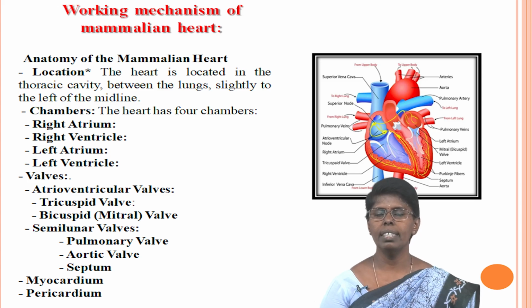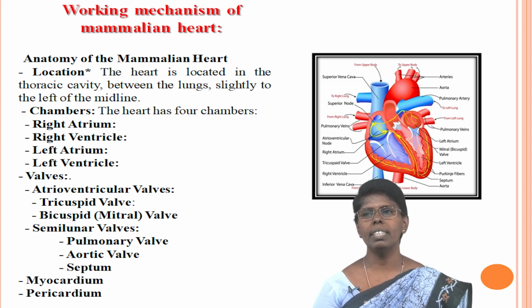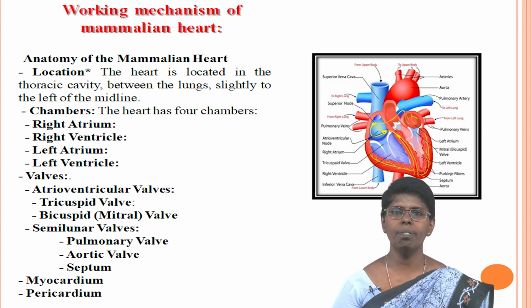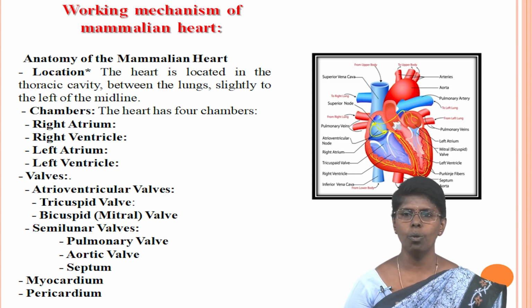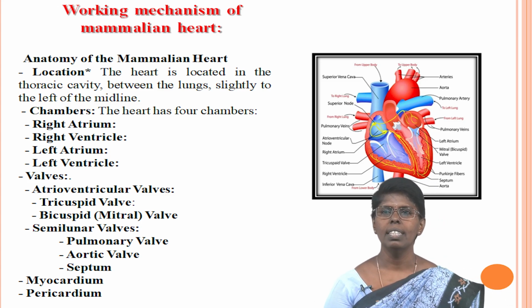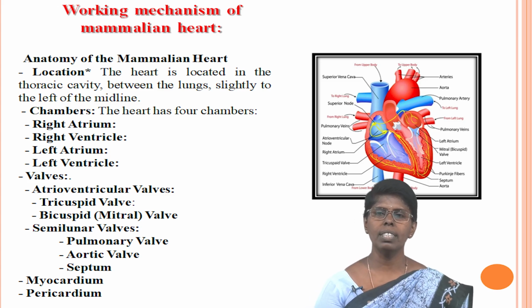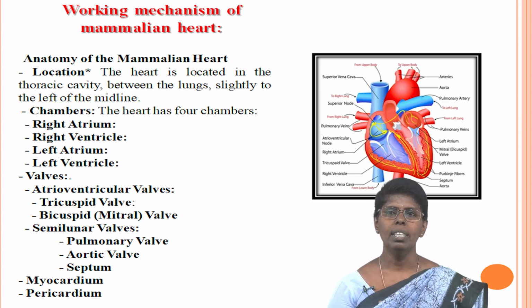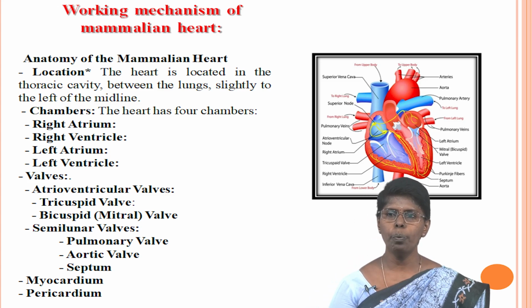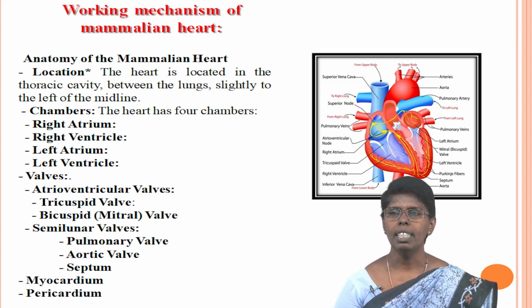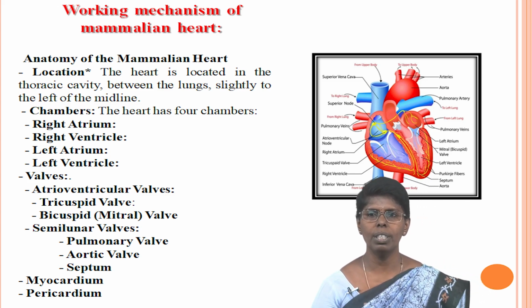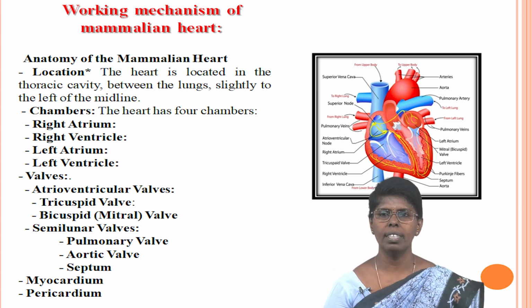The heart is located in the thoracic cavity between the lungs, slightly to the left of the midline. The heart has four chambers, as I already mentioned. The right atrium receives deoxygenated blood from the body through the superior and inferior vena cava. The right ventricle pumps deoxygenated blood to the lungs via the pulmonary arteries.